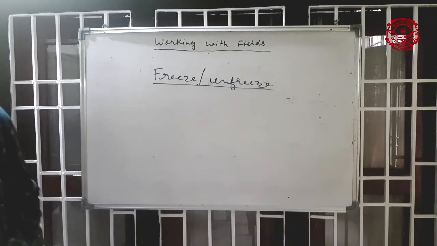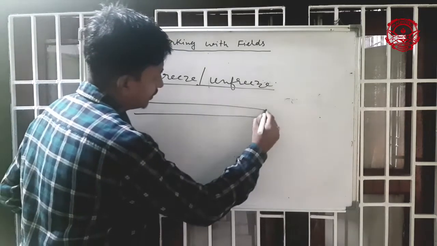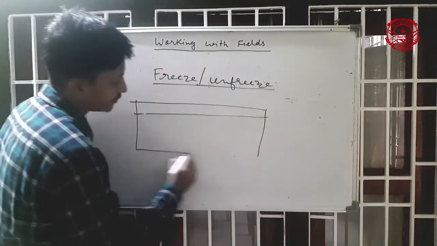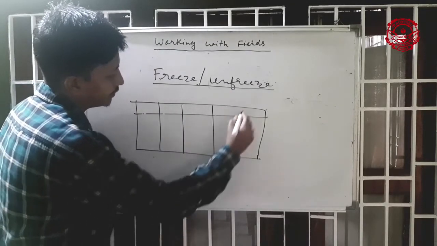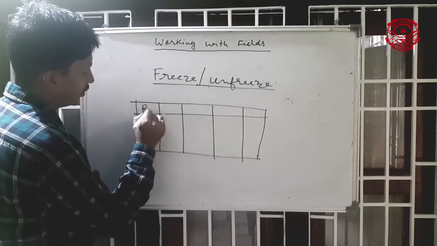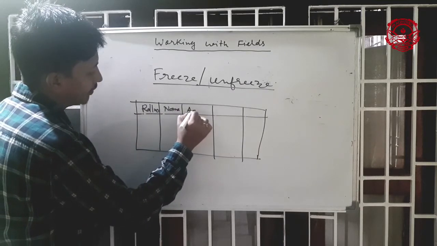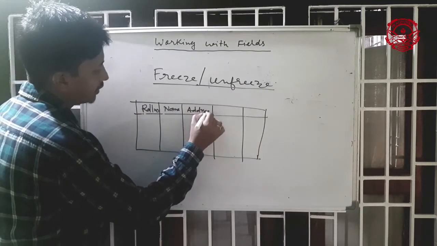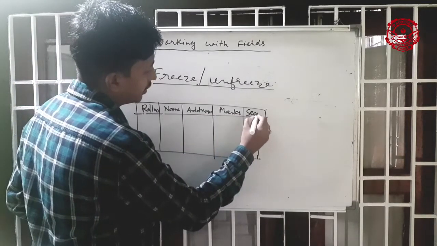Sometimes, for example, like these things. For example, this is a student table. Student table: roll number, name, address, marks and section.